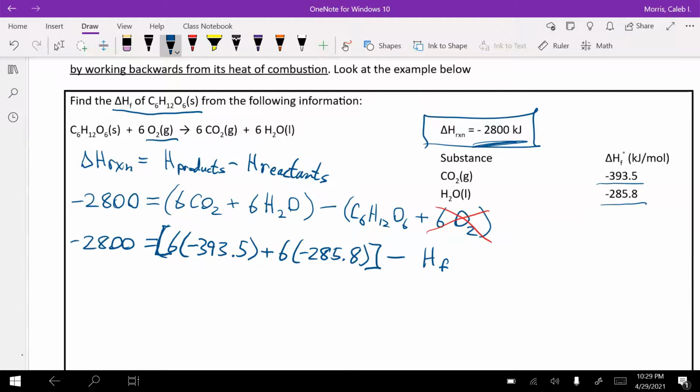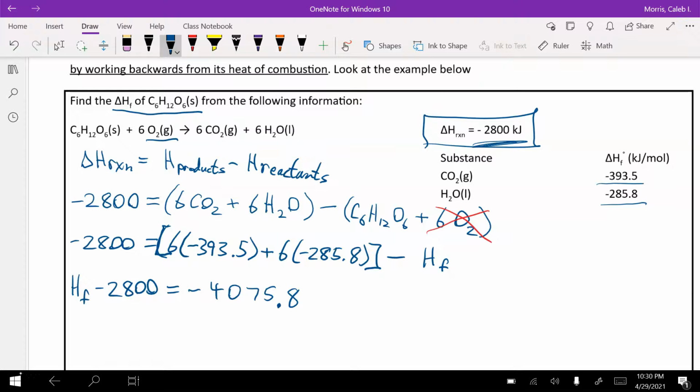If I wanted to solve for HF, I could just add HF to the other side. I end up with HF minus 2,800 equals 6 times, and actually I'm just going to do that in my calculator right now and get the answer for what 6 times negative 393.5 plus 6 times negative 285.8 is. And I get negative 4,075.8.